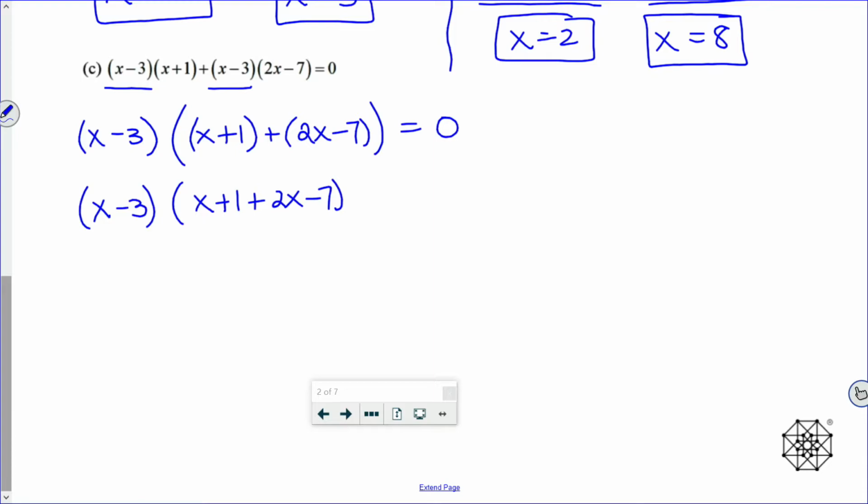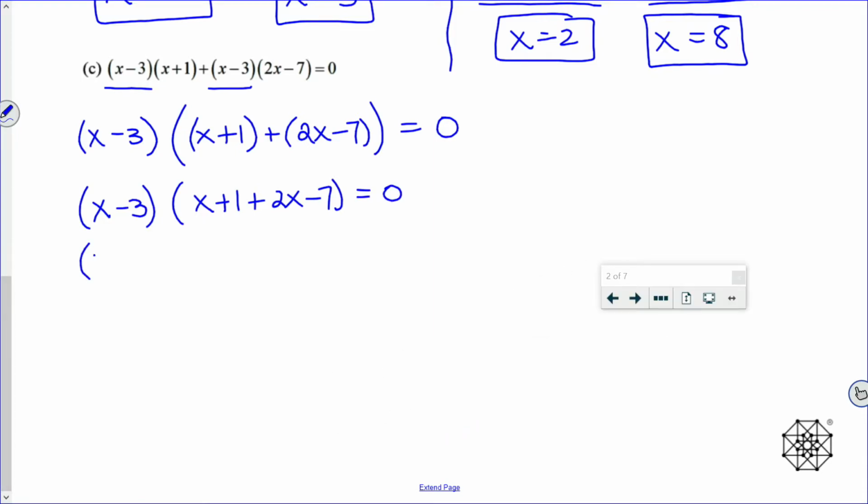I can get rid of those parentheses. There's no subtraction between the two binomials, so that's pretty easy. Here I'll have x plus 2x is 3x. I'll have 1 minus 7, which is negative 6, and that's equal to 0.